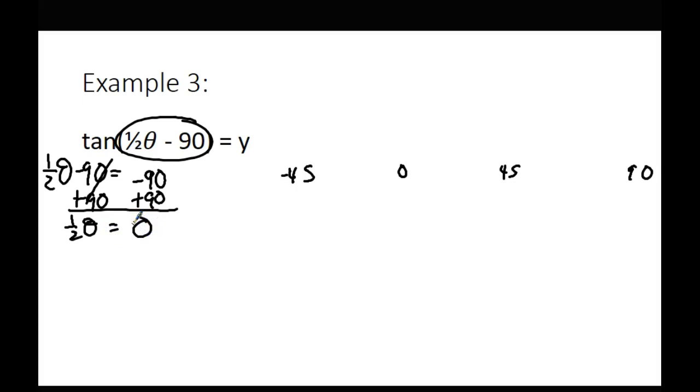All right, we got a fraction here. How do I deal with a fraction? Multiply by that denominator, right? So now my new starting angle for tangent, it used to be negative 90, but now the new starting angle is 0. All right, we're going to repeat for the next angle.